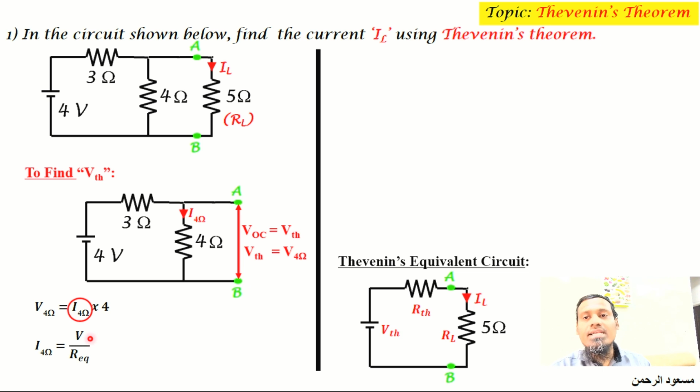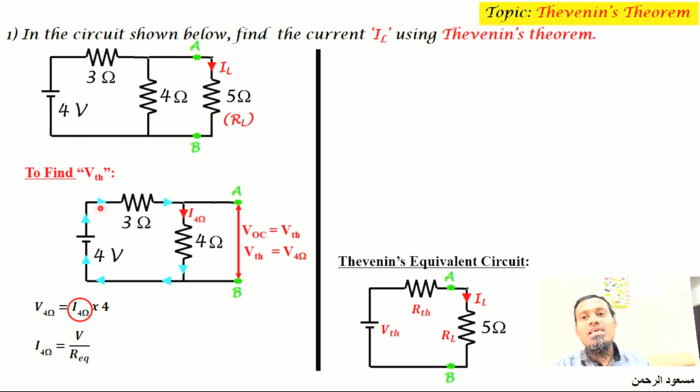So to find the current through 4 ohm resistance, I is equal to V divided by R. So V is nothing but the battery voltage 4, and R equivalent is the equivalent resistance between the two resistors, which is 3 ohm and 4 ohm. So to find the equivalent resistance, we need to find whether it is connected in series or parallel.